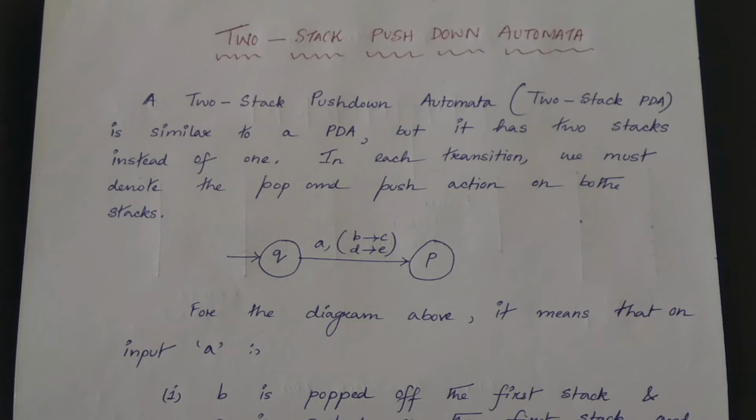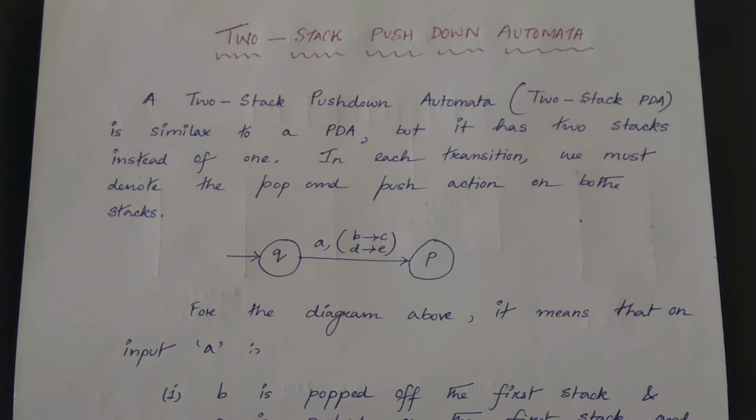So we are into unit number 4 and we are discussing pushdown automata. And now this is lecture number, or you can say part number 5, where we are dealing with two-stack pushdown automata. Actually, this is an extension of this unit.